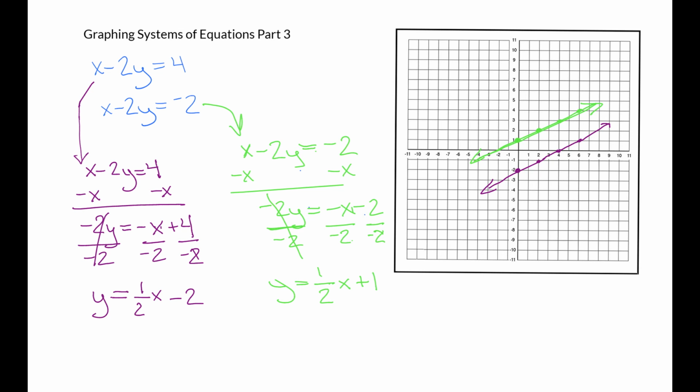So do parallel lines ever touch? No, they don't. So if our solution is where the two lines intersect, if they never intersect, you're not going to have a solution. So the answer is no solution. And so if I was classifying this as a system of equations, I would say it's inconsistent.